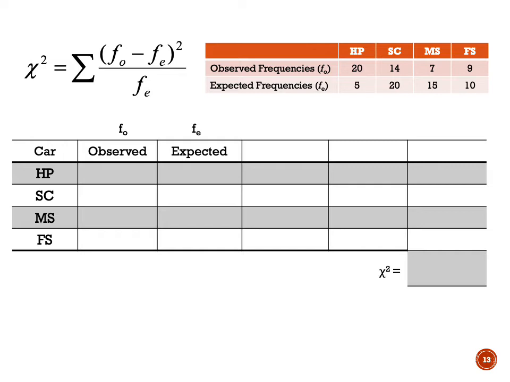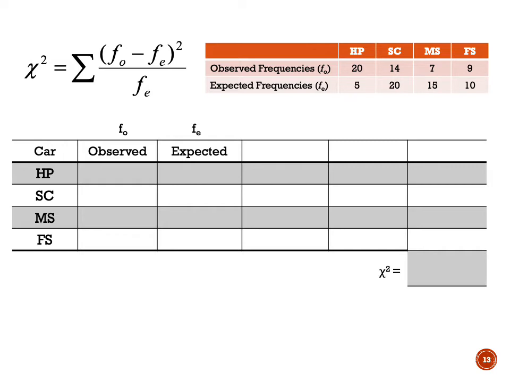Okay, so at the top here, I have the formula as well as the data just to reference. I like to create a table or a chart like this one to help us break down each step of the formula and solve for chi-square. And you'll see that when we do this process, it's not so scary after all.